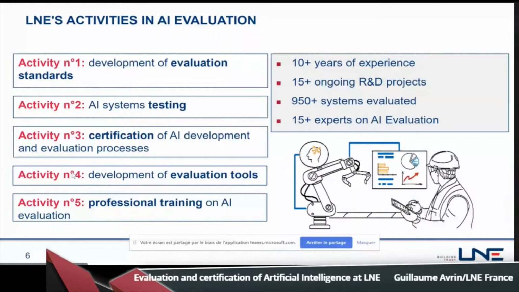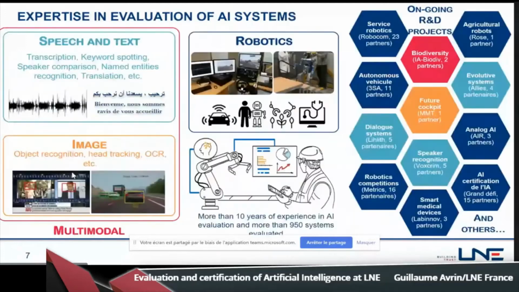And we have more than 15 ongoing R&D projects in order to make sure that we are able to develop new metrics and evaluation protocols for the new applications of artificial intelligence systems. At the beginning of the creation of this activity, we were dedicated to speech and text processing. So we were basically evaluating speaker recognition systems, named entity recognition systems, transcription, translators, and so on.